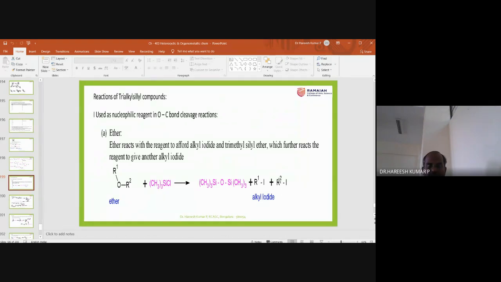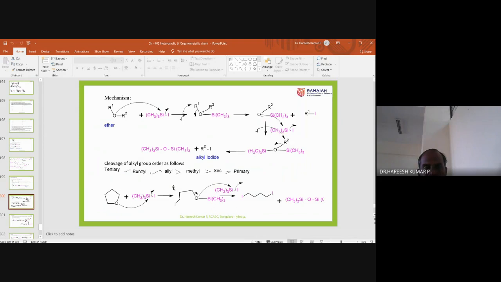So now let's look into the mechanism, more particularly the ether cleavage by using trimethylsilyl chloride. So with this, I will go to the next slide. So look here, this is the mechanism. The lone pair or the bond pair can attack the silyl bond. It means that there will be a new bond formation between the oxygen and silyl.